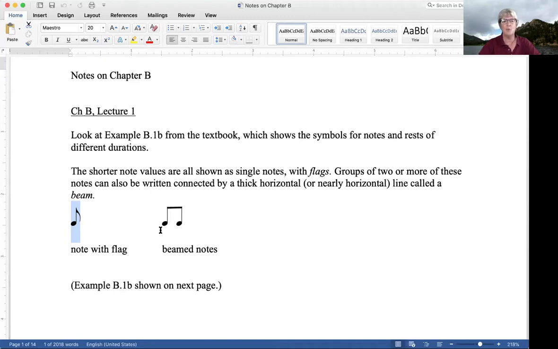When you have 2 or more eighth notes, they can be written without a flag, but instead being connected by a thick horizontal line or a nearly horizontal line that's called a beam. When there's a single beam, it shows eighth notes. 2 beams would indicate 16th notes, 3 beams, 32nd notes, etc.